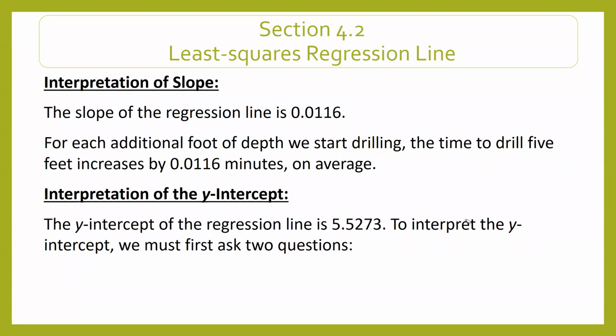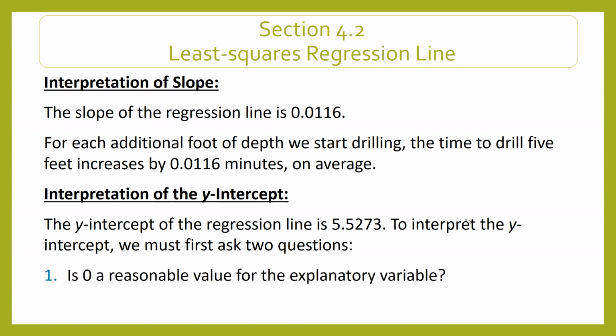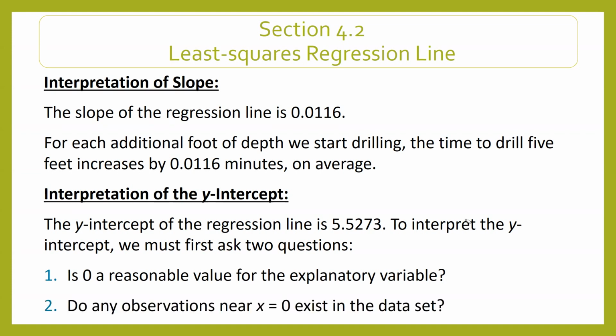Now, what's the interpretation for the intercept? Okay, this is very tricky. The y-intercept of the regression line is 5.5213. How do we interpret it? We need to ask 2 questions, very important. Is 0 a reasonable value for the explanatory variable? Can we really have x to be 0? Do any observations near x equal to 0 exist in the data set? So once we answer these 2 questions, it makes sense to have a y-intercept, because x has to be 0 to get y when we talk about y-intercept.